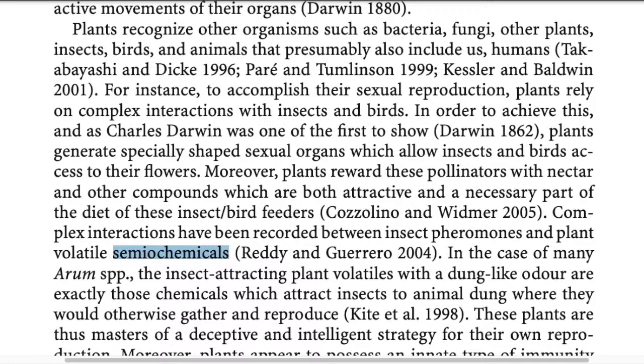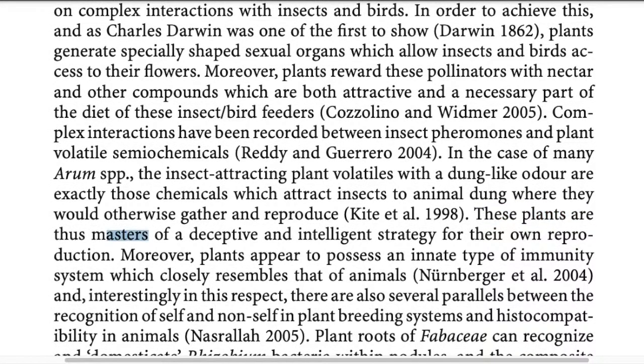They're chemicals that are used as signs or signals to transfer information between different entities, right? In the case of many of these, the insect-attracting plant volatiles with a dung-like odor are exactly those chemicals which attract insects to animal dung, where they would otherwise gather and reproduce. These plants are thus masters of a deceptive and intelligent strategy for their own reproduction.